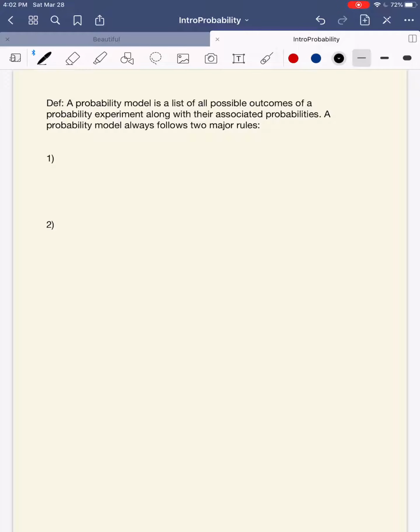A probability model is a list of all possible outcomes of a probability experiment along with their associated probabilities. A probability model always follows 2 major rules. The first one is that the probability of any event is always between 0 and 1. Mathematically, that means that whenever you calculate a probability, you're always finding a number between 0 and 1. You'll never get a probability that is negative, and you will never get a probability that is like 2. It's always going to be between 0 and 1.